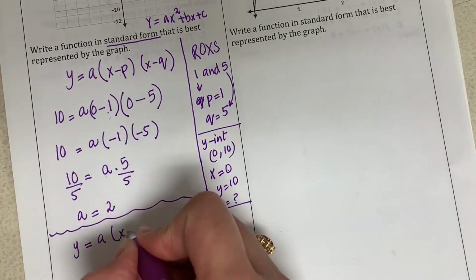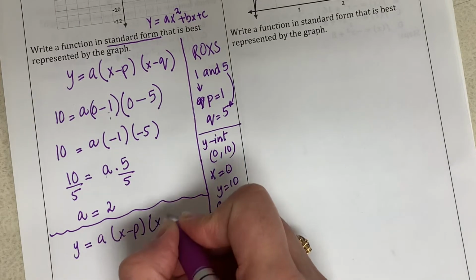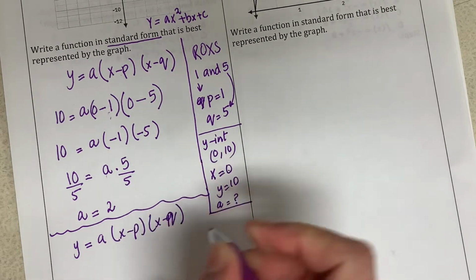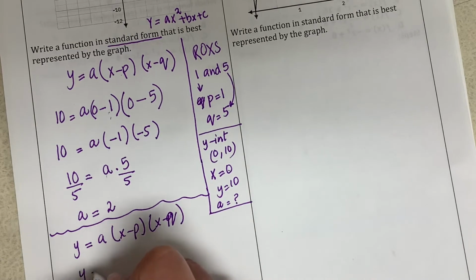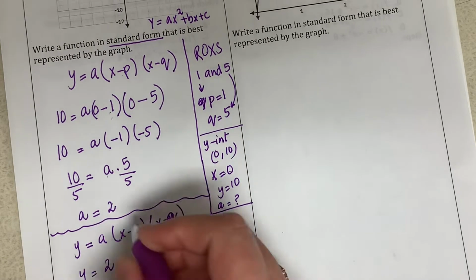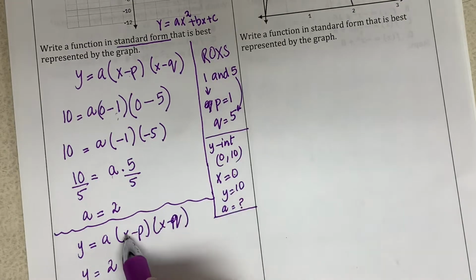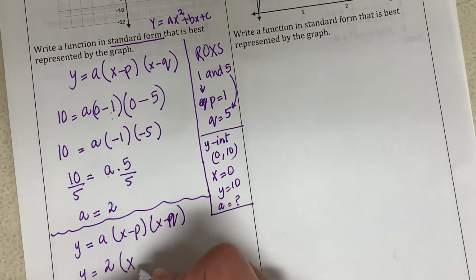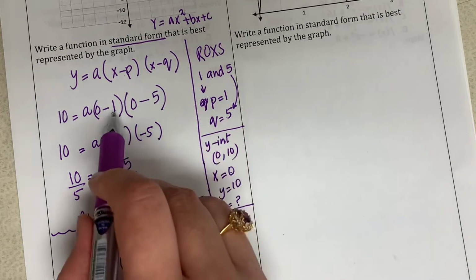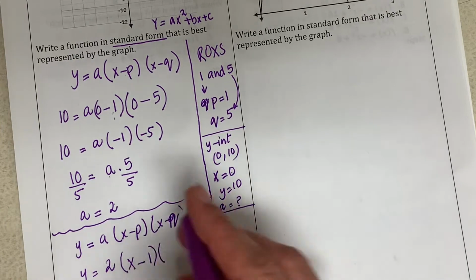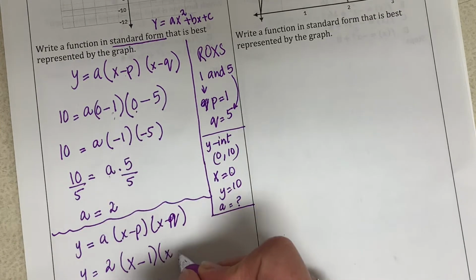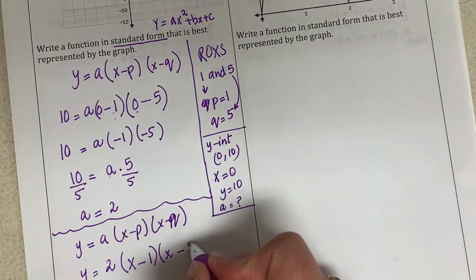So, okay, let me first write the equation. Y should stay like this. A should be replaced with 2. X should stay like that. P minus from the formula. P is what? What is P value? 1. And this X should stay like that. And then Q is 5.